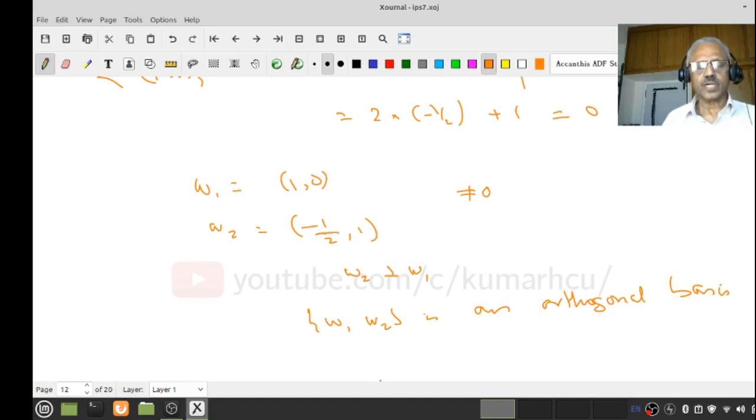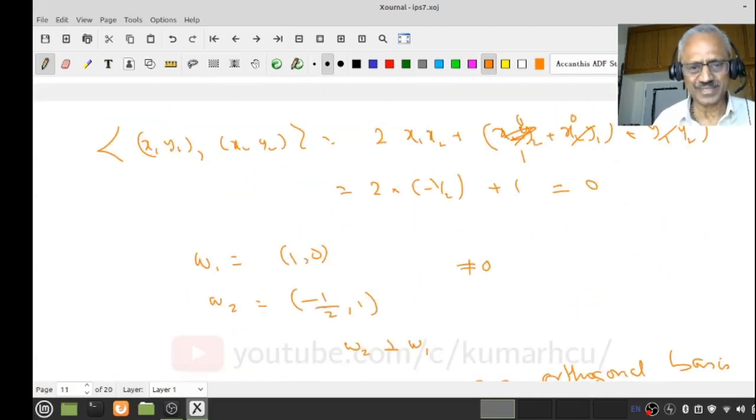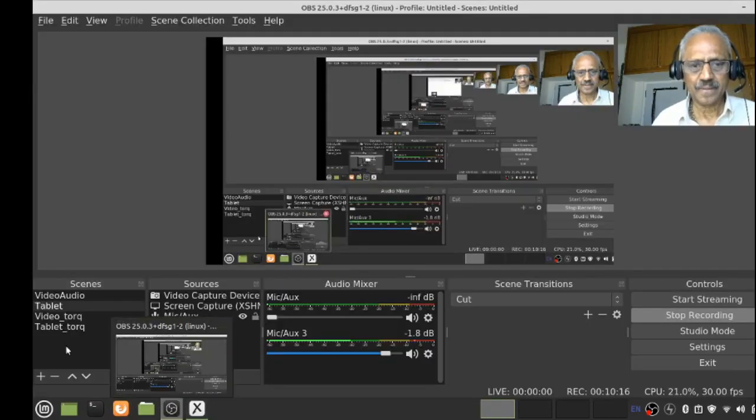How to get orthonormal? You have to compute the norm of W1 and norm of W2. Okay, that is a routine calculation. I do not want to do that. Please go through that. I took time, I went very slow. I also looked at only a two-dimensional inner product space to explain the ideas, the Gram-Schmidt process. In the next lecture, we will do the general case.